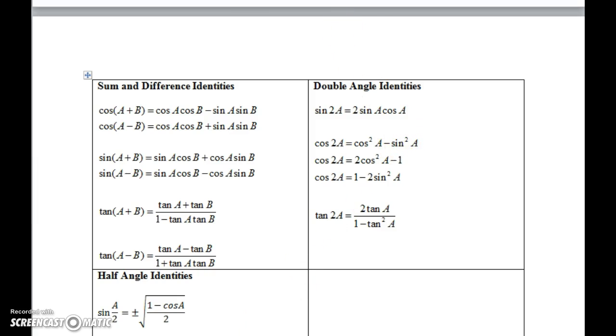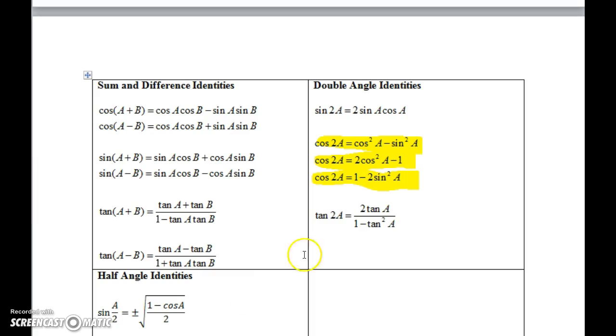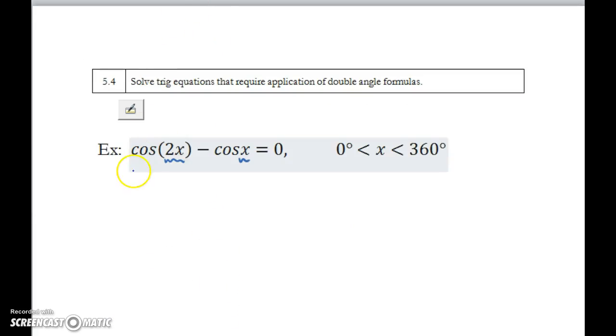Now there are three different double angle equations for cosine. And we want to make a smart choice. Now if we go back to our equation, notice that it's all cosines. And so let's pick the double angle formula that is all cosines. So we're going to pick the middle one here, 2 cosine squared x minus 1. So let's make that substitution. Cosine 2x becomes 2 cosine squared x minus 1. Then we have a minus cosine x equals 0.